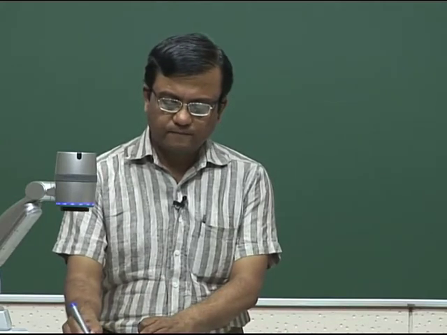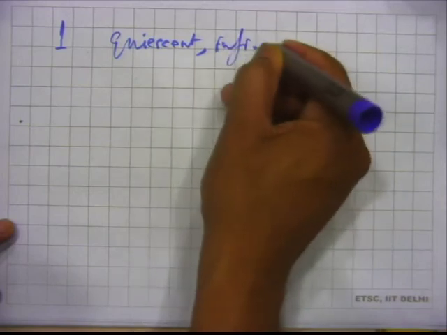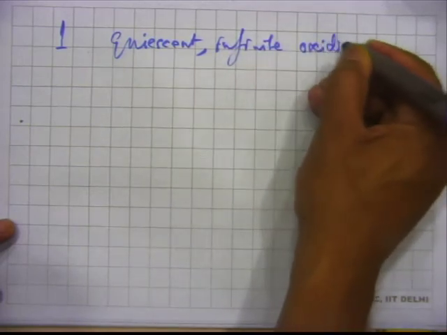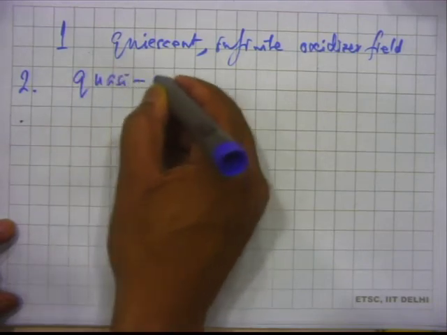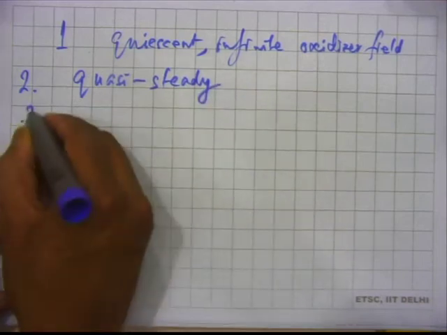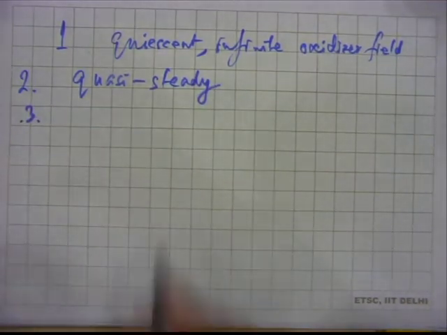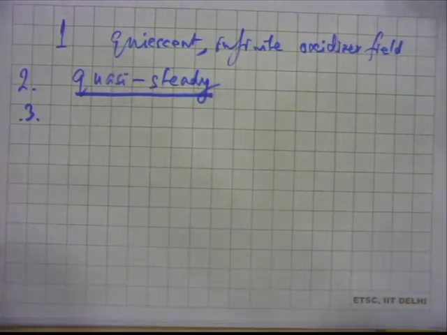Quiescent, infinite oxidizer field, then the evaporation process is assumed to be quasi steady. Now, this is an assumption in which we drop the time terms, the transient terms in the conservation equations. Okay, so we assume as if what we are writing at any given point of time can be obtained by neglecting the transient term in the equations. So, that is why it is called a quasi steady solution.